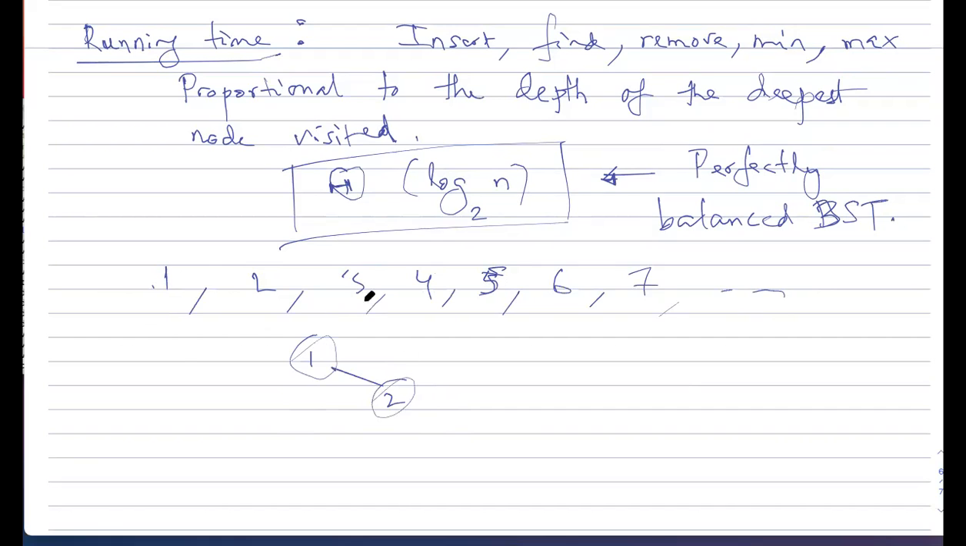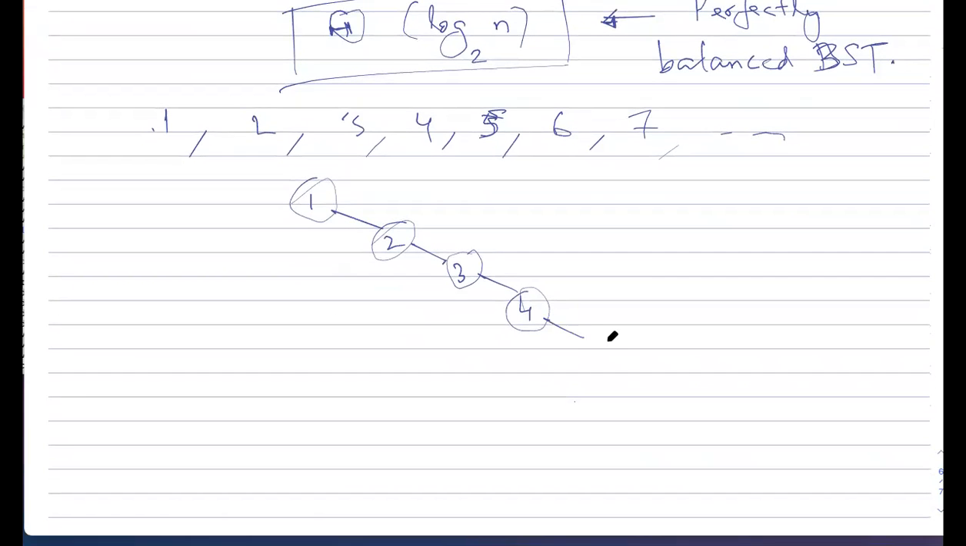Then 3 came. We kept looking for 3, could not find it here, so 3 got inserted here. Then 4 came, 4 got inserted here. Then 5 came, 5 got inserted here. Then 6 came, 6 got inserted here. 7 came, 7 got inserted here. You see where it is going.